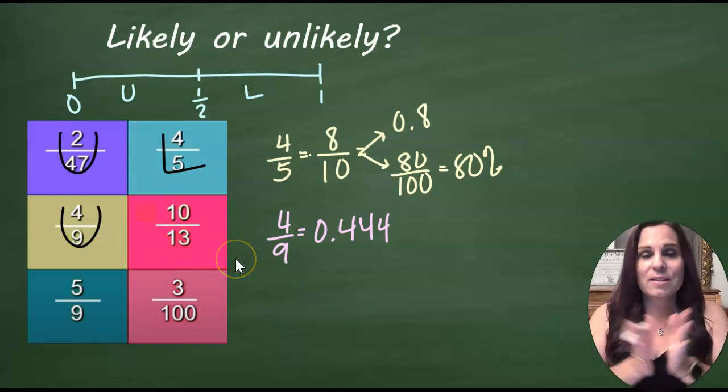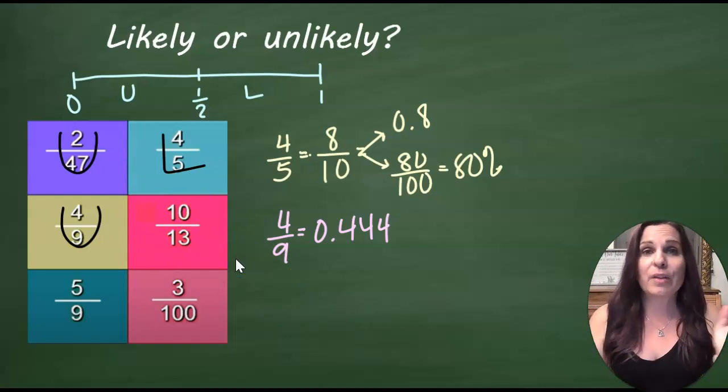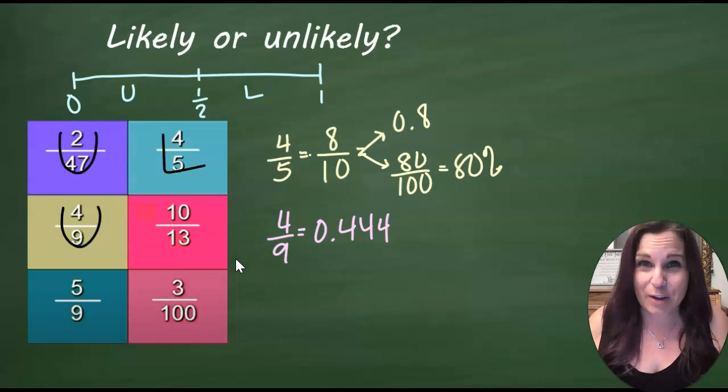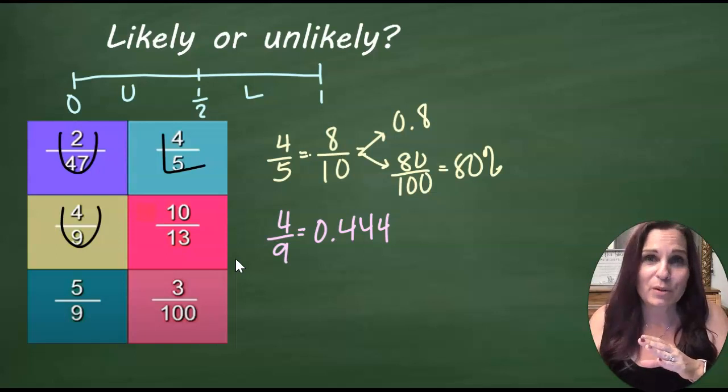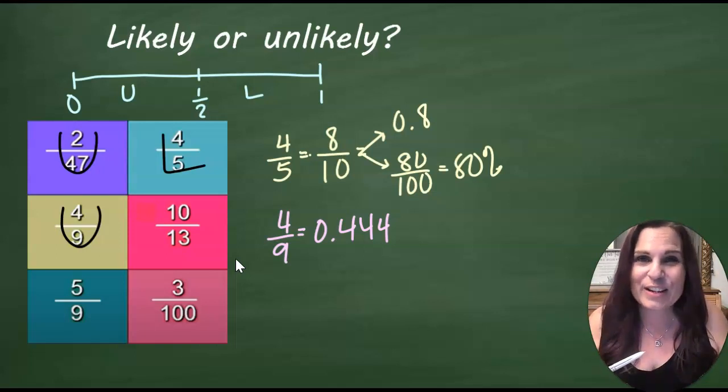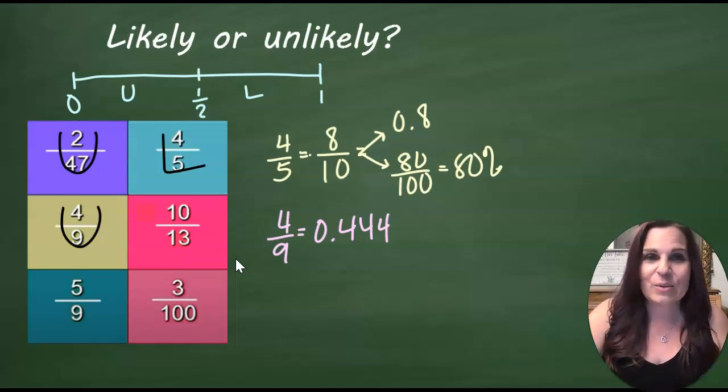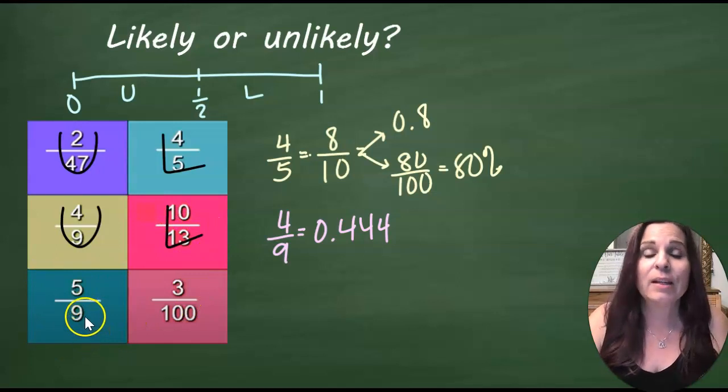10/13. When you're looking to see if something is larger or smaller than a half, it helps to know what half the denominator is. Half of 13, it's an odd number. So half of 12 is 6, so half of 13 is 6.5. So anything bigger than 6.5 on top is bigger than a half. Anything less than 6.5 in the numerator is unlikely. So this is likely.